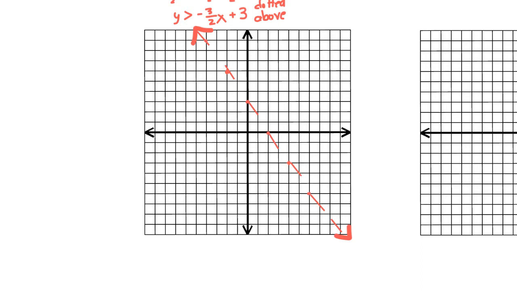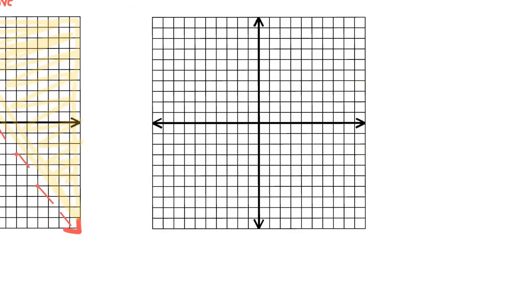Because y is greater than the expression, that means everything above the line will be a solution to this inequality. The points on the line are not a solution. Please pause the video here and try number 4 on your own. Remember to begin with slope-intercept form.